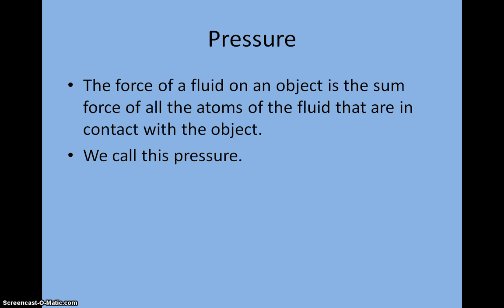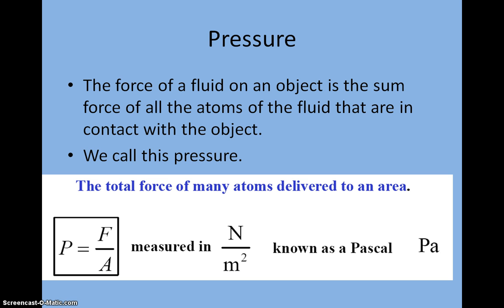All right, so pressure is the force that a fluid exerts on an object. As a gas or liquid comes into contact with a surface, the atoms of that fluid are striking the container or the surface of the object, and that force is what causes pressure. So the actual equation for pressure is the force per unit area, or the total force of the atoms being delivered to a specific surface area of the object.